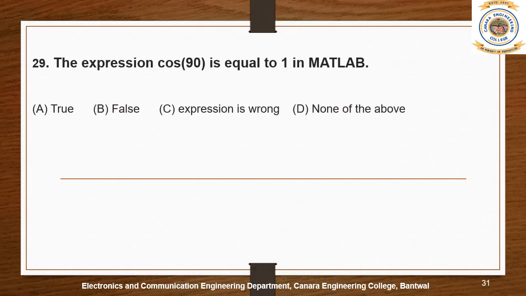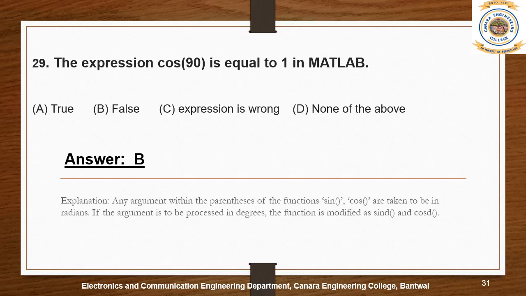The expression cos 90 is equal to 1 in MATLAB. The thing is, 90 it is taking in terms of degree. It is false. Why? Because any argument within the parenthesis of the function sine or cos is taken to be in radians. So if the argument is to be processed in degrees, the function is modeled as sind or cosd. Therefore option is B.